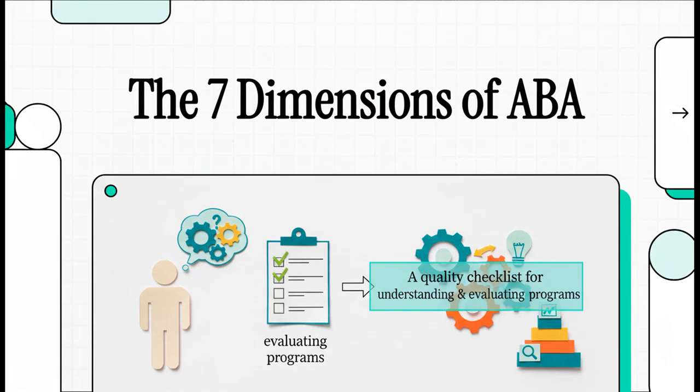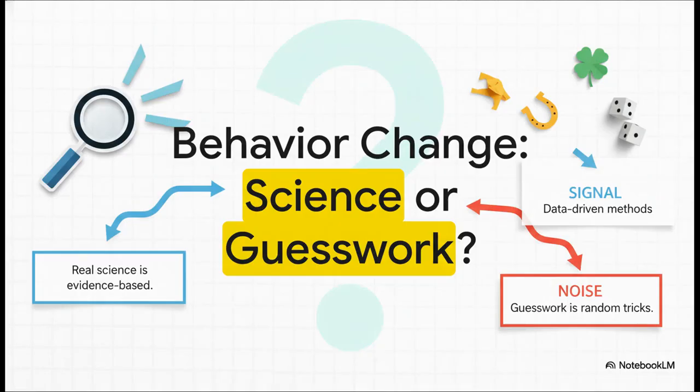Today, we're going to break down something super useful, a quality checklist that helps you understand and evaluate pretty much any program that's designed to change behavior. So, think about it. How can you tell if some method for changing behavior is based on real science or if it's just a bunch of random tricks that happen to work once for your neighbor's kid? How do you separate the actual science from the guesswork?